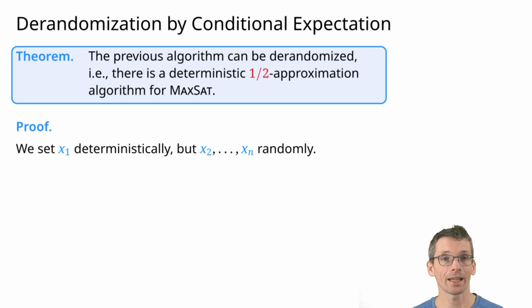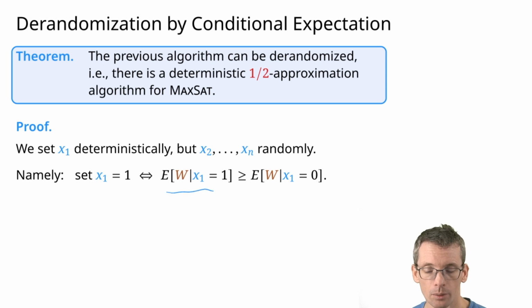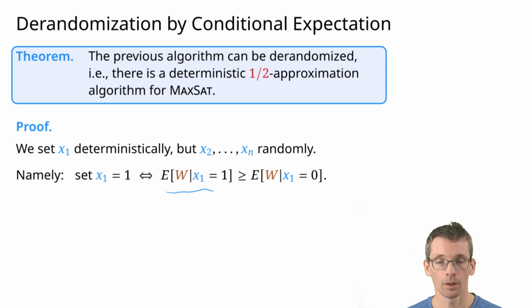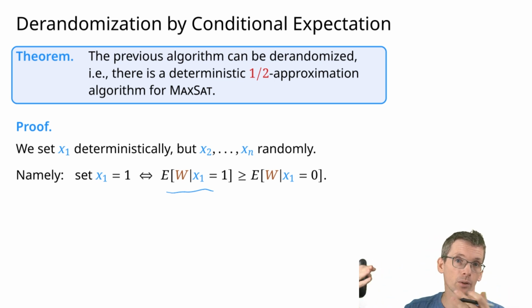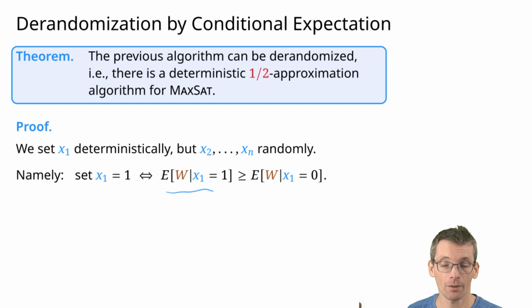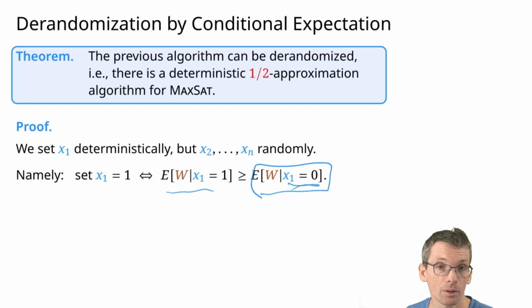We're going to set x1 to 1 exactly if the expected value of W conditioned on x1 being 1 is larger or equal to the expected value of W conditioned on x1 being 0. And those are the only two possible values for x1. So depending on which one is larger, I'm going to make that choice. So if this one is larger, then I'm going to set x1 to 0.